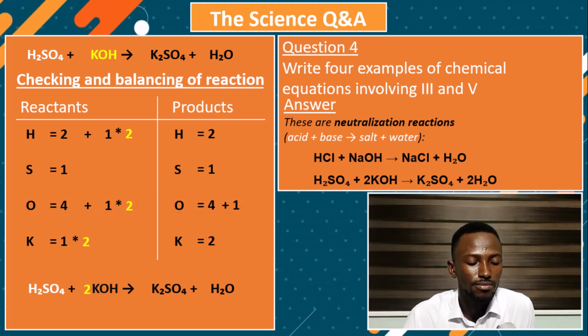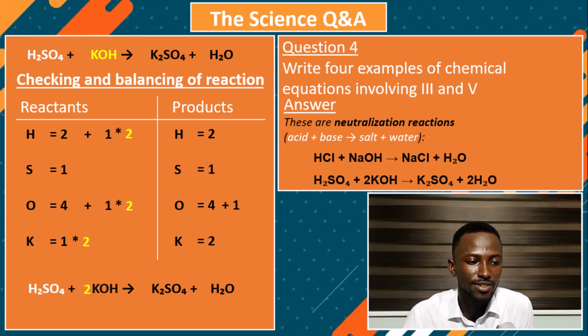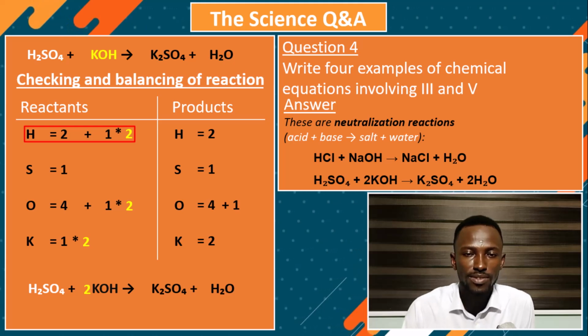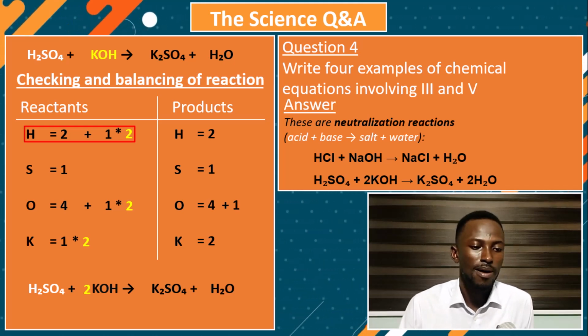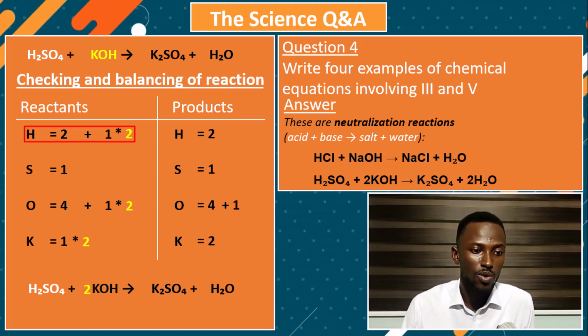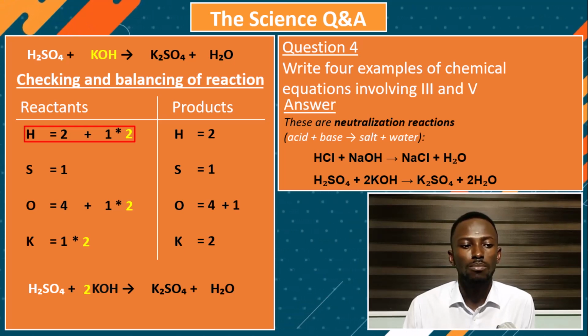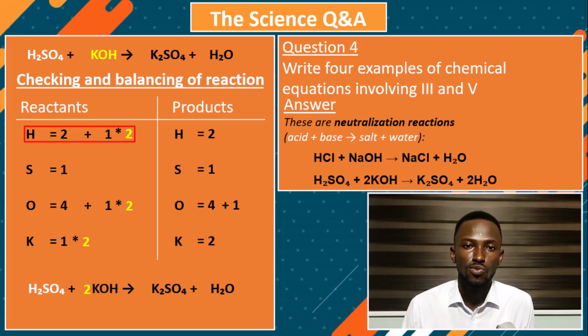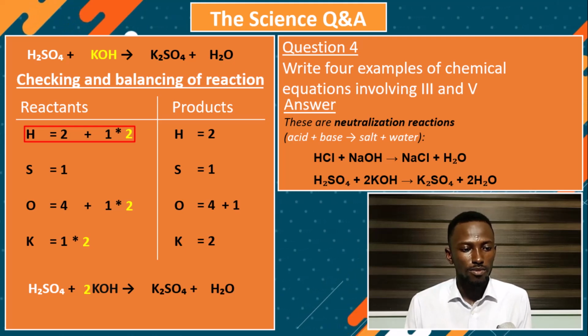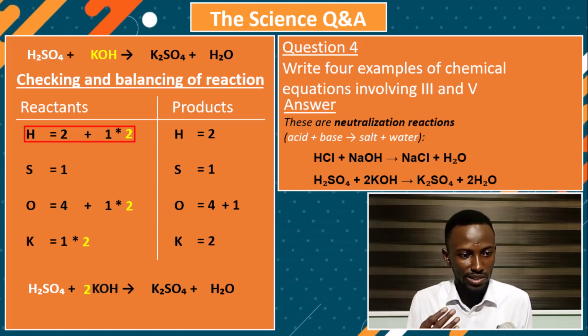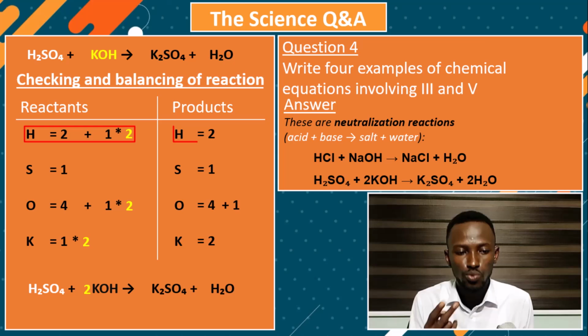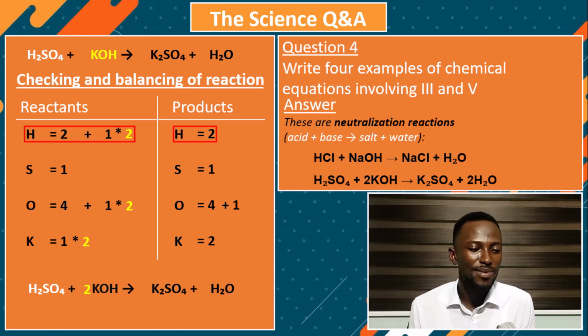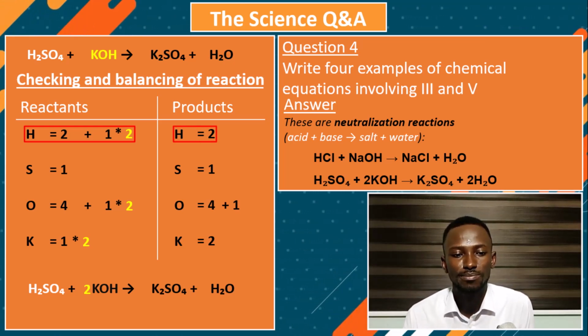And then the sulfur is still 1, intact, and the hydrogen is now 2 plus 2. That gives us 4. How did we get the 4? Remember, 1 times the 2 in yellow gives us 2, plus the already existing 2, that gives us 4. So now we have 4 hydrogens in the reactants and only 2 in the product. So that means our balancing is not even complete.